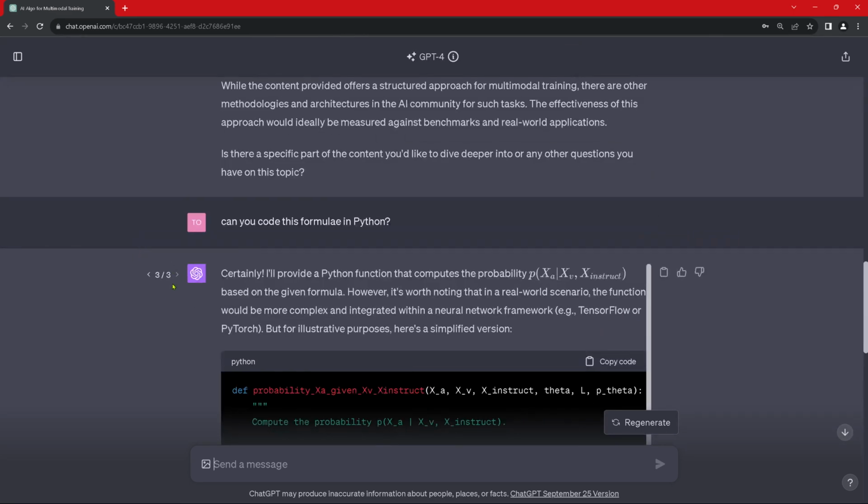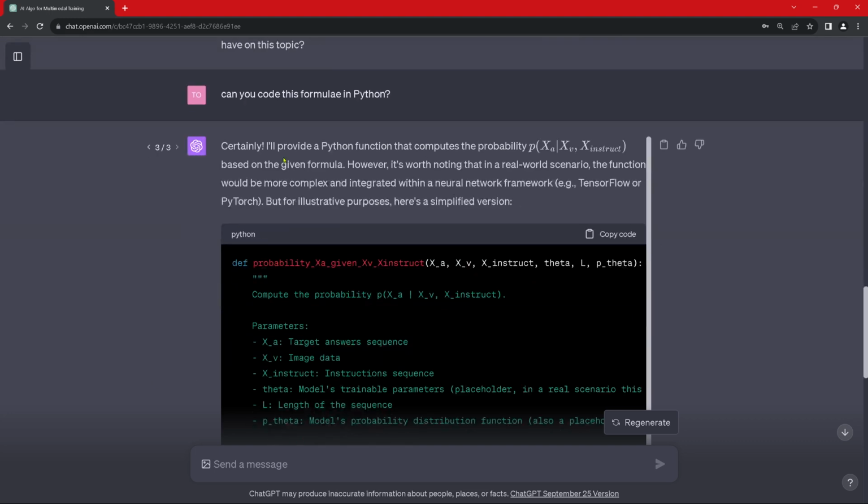It took 3 times that I had to regenerate because it is Friday afternoon for me here recording this video, and it's the first day GPT-4V is available in Austria and Europe. So everybody is trying out this thing. But look at this. I'll provide a Python function that computes the probability based on the given formula that he extracted from the image. However, it's worth noting that in a real-world scenario, the function would be more complex and integrated within a neural network framework, TensorFlow or PyTorch. Absolutely correct. But for illustration purposes, thank you, GPT-4, here is a simplified version.